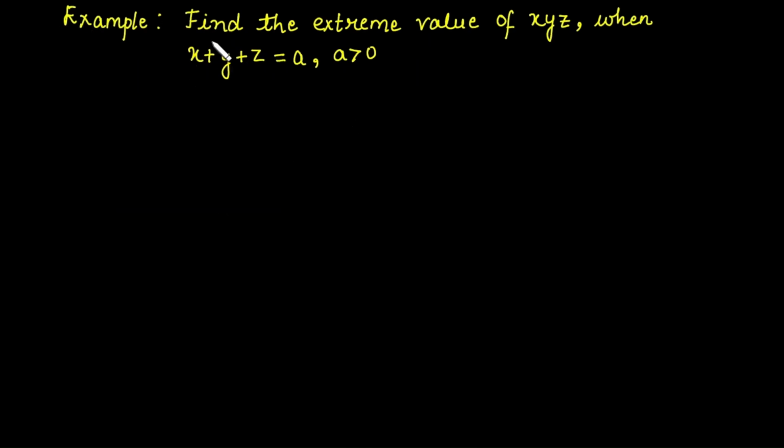For example, we need to find the extreme value of the function xyz when x plus y plus z is equal to a. How to solve this one? So first step, we need to identify the function and the condition. Function is xyz. When you write the condition, make sure the condition is in equal to 0 form. Means g is a function that depends upon the variables, like in this case x, y, z, and it must be equal to 0. Condition is x plus y plus z is equal to a.